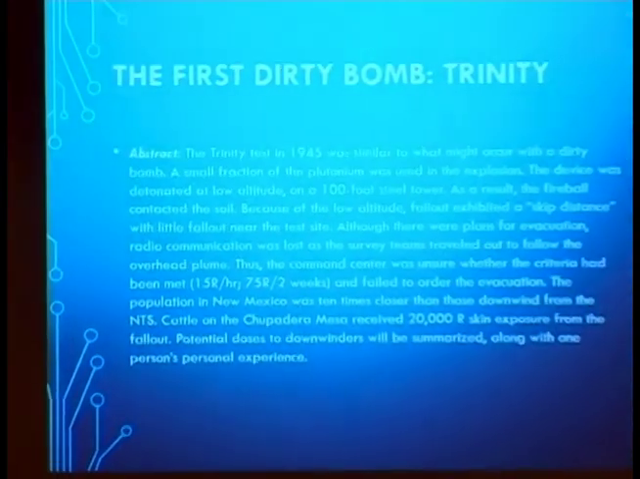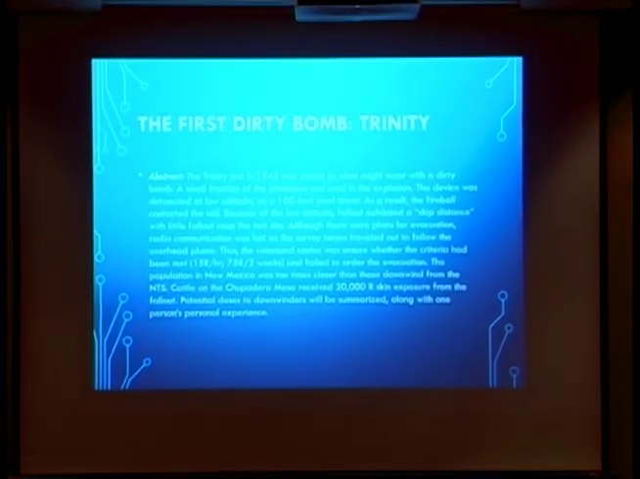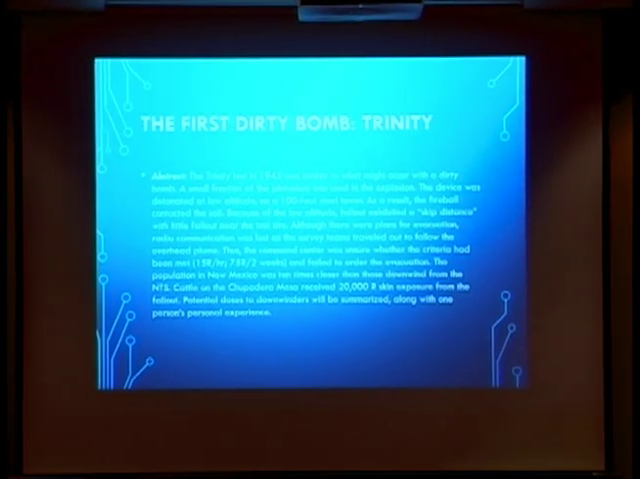I gave an abstract similar to what I had given for the professional meeting. The Trinity test in '45 was actually something that might occur with a dirty bomb. A small fraction of the plutonium was used in the explosion, detonated at low altitude. The fireball contacted the soil, and it resulted in extensive fallout downwind, although very little fallout near the test site. And although there were plans for evacuation, it didn't occur. And so I want to talk about that today.